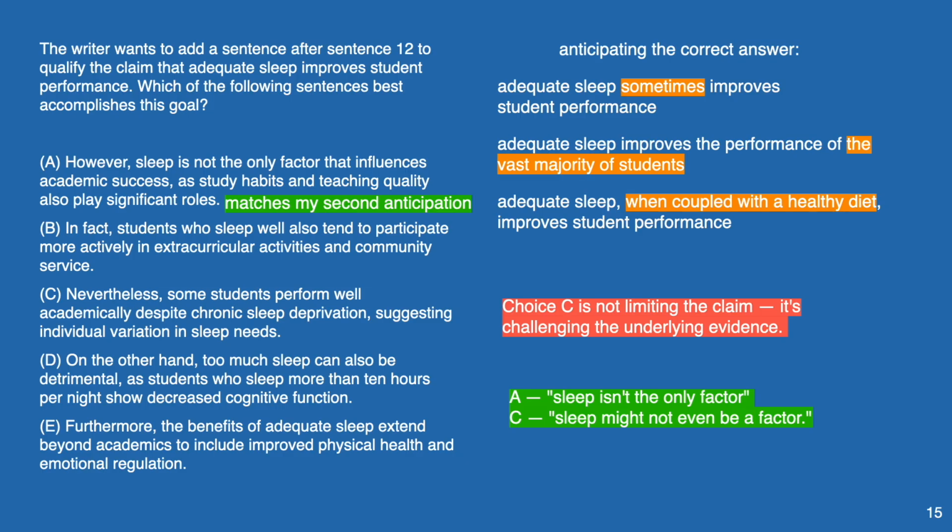The correct answer is A. C, as I explained, undermines the claim rather than qualifying it. B expands the argument to extracurriculars. That's extending, not qualifying. Choice D introduces a new argument about too much sleep. That's a tangent. Choice E adds more benefits of sleep. That is strengthening, the opposite of qualifying.